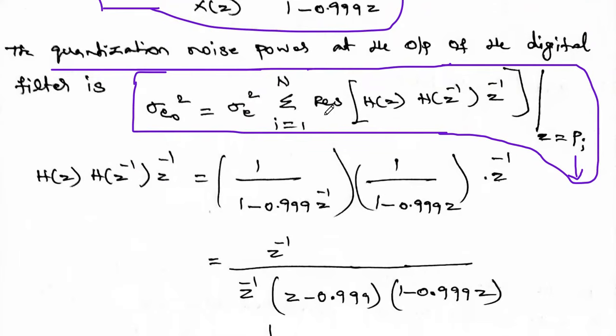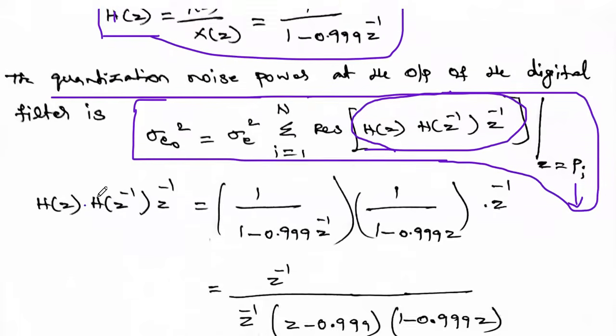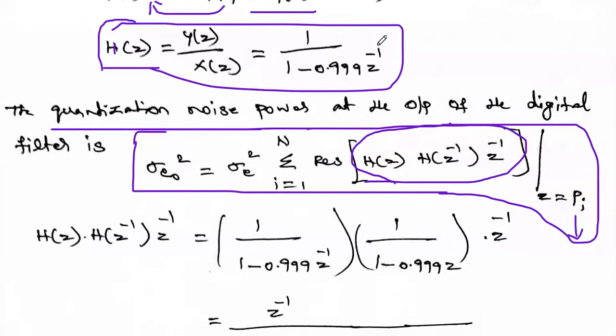Okay, so in order to calculate the residue value, first we have to find the product of these three terms. Here we are calculating h of z, h of z inverse, into z inverse. What is h of z? The h of z we just calculated is 1 by 1 minus 0.999 z inverse. So this is h of z, into the next term, h of z inverse.